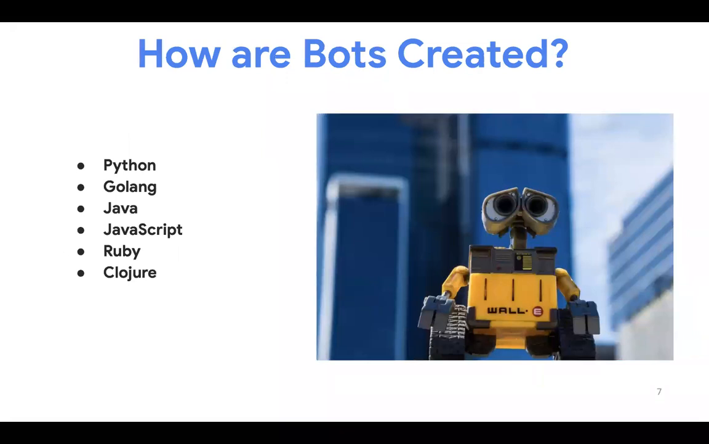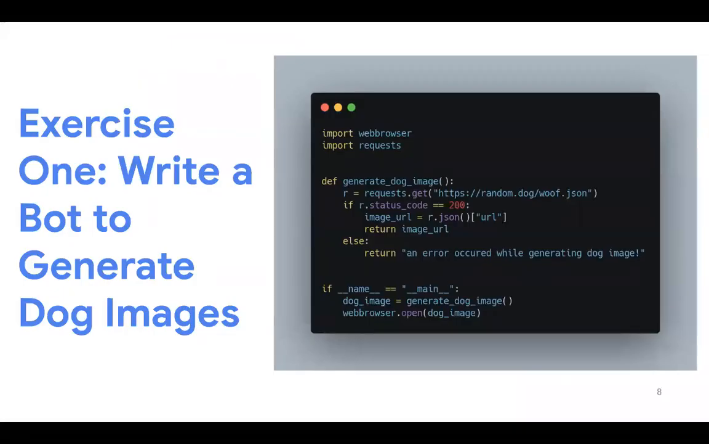So we highlighted before that bots are created with software. So now, what are some programming languages that can be used to create bots? We have Python, Golang, Java, JavaScript, Ruby, Clojure, and many more. As long as the programming language can be used to create some form of program that can do specific tasks, then it can be used to create a bot.